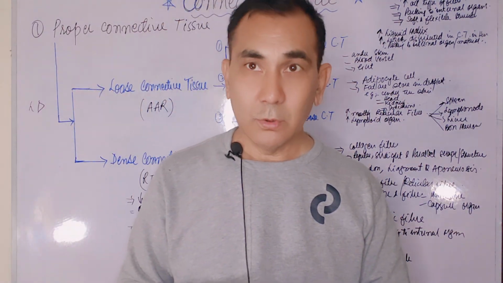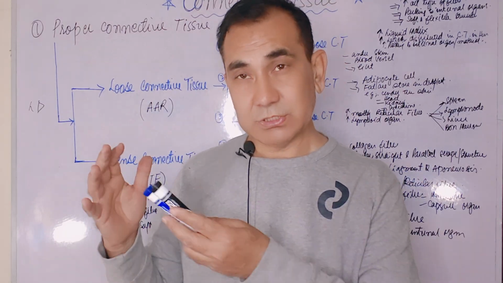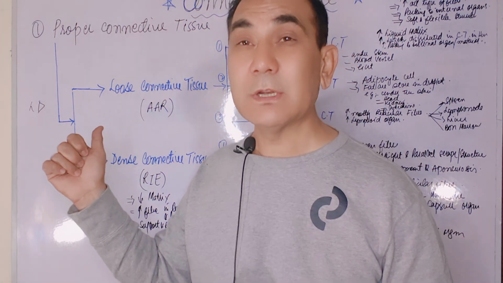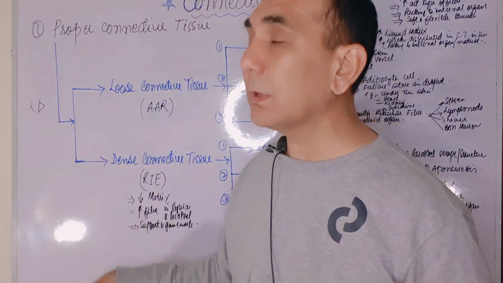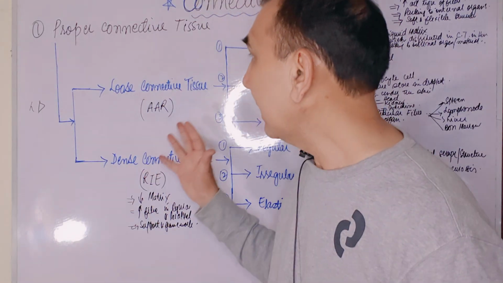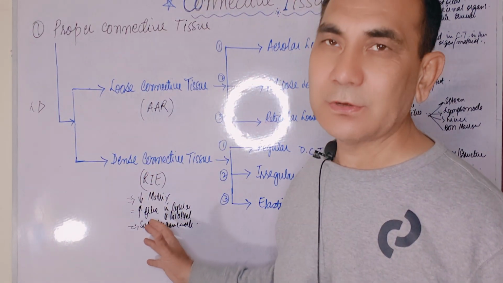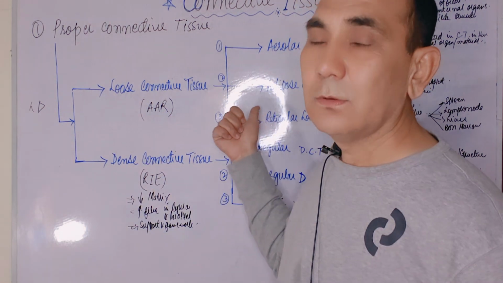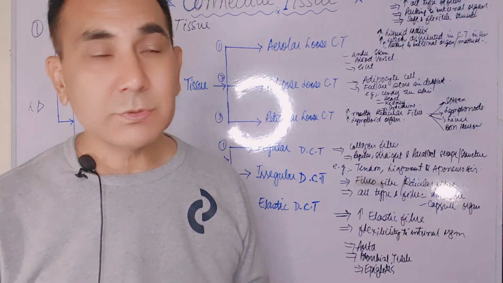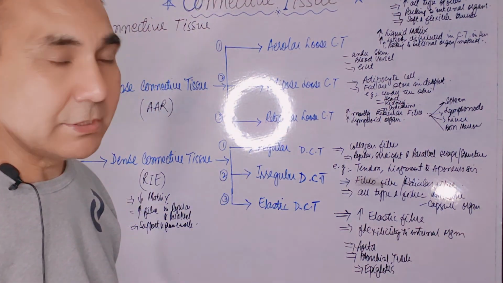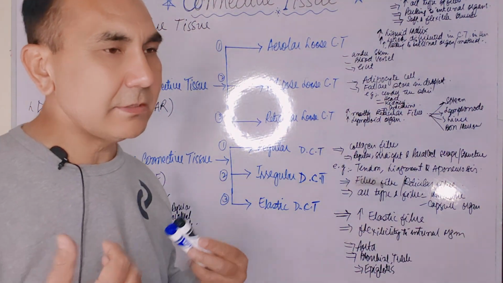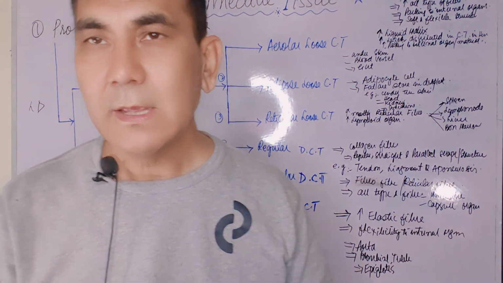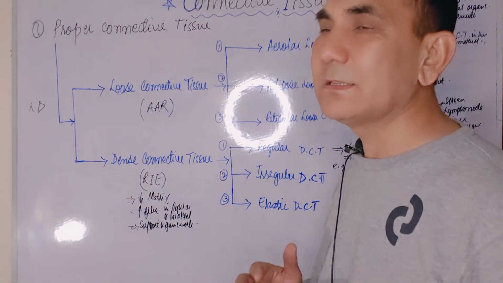I hope from today's lecture your concept about connective tissues is clear. One type of connective tissue is proper connective tissue, which is further divided into two types: loose connective tissues and dense connective tissues. The loose connective tissues are further divided into three types: areolar, adipose, and reticular. And the dense connective tissues are further divided into three types: regular dense, irregular dense, and elastic dense connective tissues.